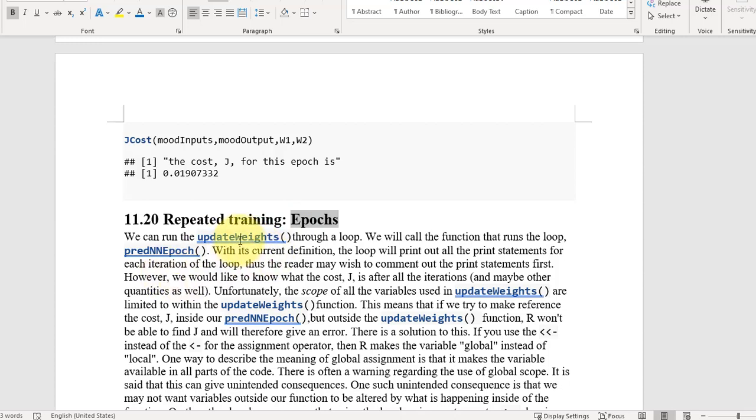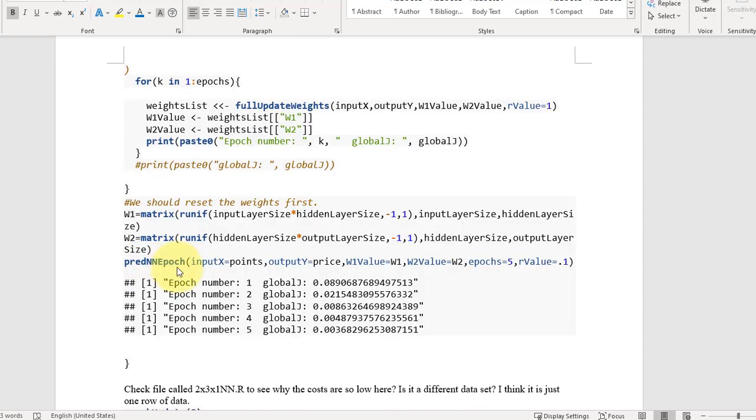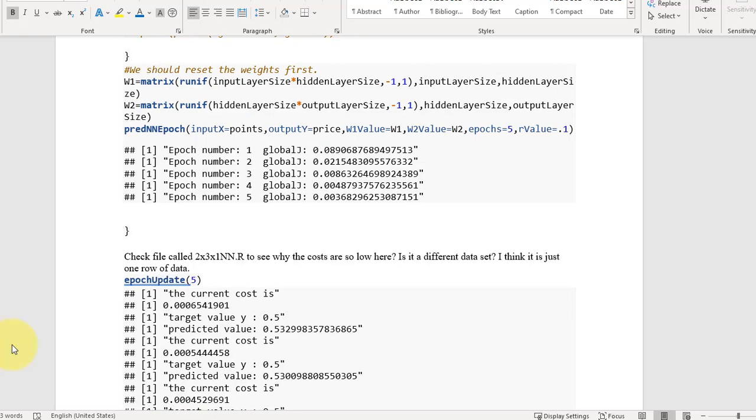So we can run the update weights function through a loop, and we'll call that whole process this. As we go through epoch 1, epoch 2, epoch 3, we can also print out the error. And we can see that as we go through the epochs, the error does seem to be decreasing. Now, again, that doesn't have to happen, but it is happening. And of course, it is what we want to happen.